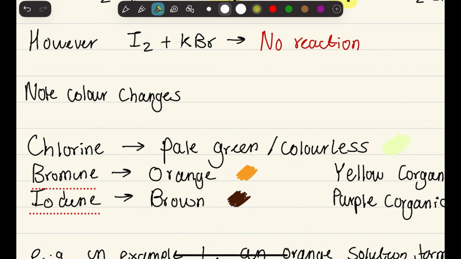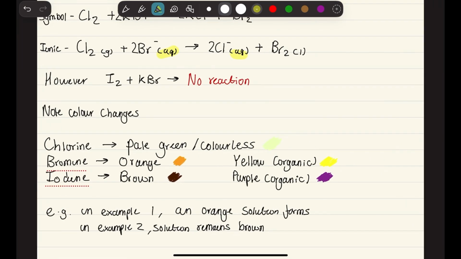So chlorine is pale green or colorless, doesn't really matter if it's organic or aqueous. On the left here, I've got the answers for an aqueous solution. If it's aqueous, bromine will appear orange and iodine will appear brown. Quite similar colors. I wasn't a fan, but quite similar colors. But if it's organic, here's where you get more difference. Bromine is yellow and iodine is purple.